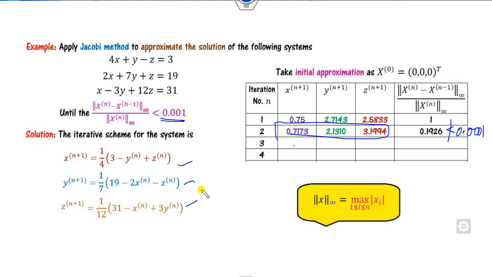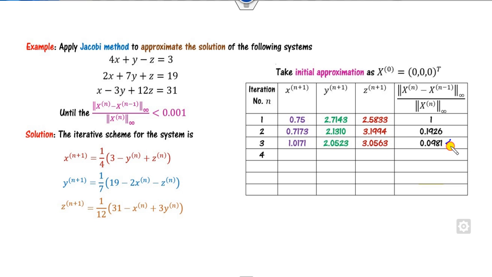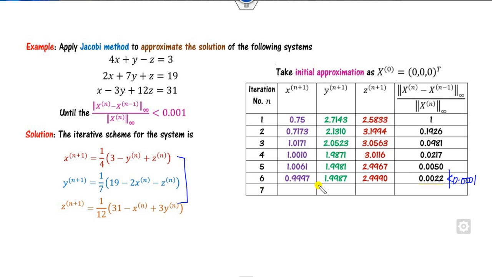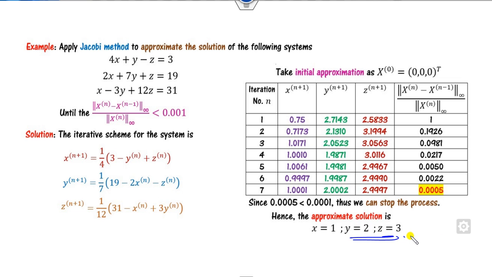Substitute this value here, you will get this answer. Now take the difference of these two consecutive numbers, find the maximum absolute value and divide it by this one. You will get this number. Again, this is not less than 0.001, so we can find the fourth iteration and so on. Now again you can see this number is not less than 0.001, so we can find the seventh iteration. Substitute the sixth iteration value here, you will get this number. So clearly this number is less than 0.001. So it means we can stop the process and you get the right answer as here.